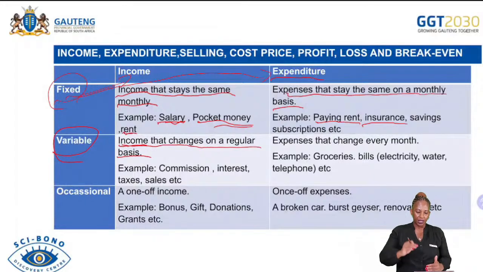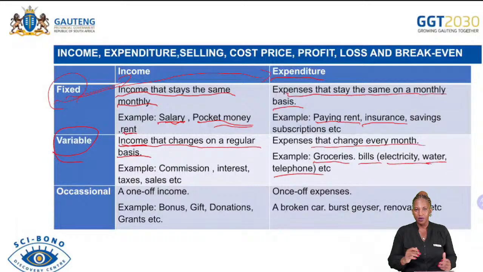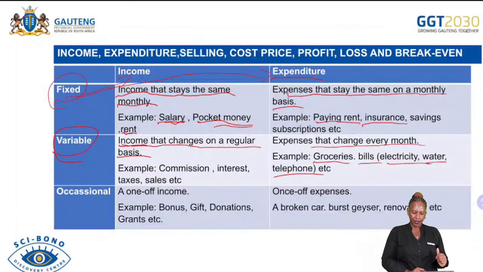So that is why we say it is a variable income. And then when it comes to the expenses, a variable expense is an expense that changes on a monthly basis, or every month. For example, groceries, and bills like electricity, water, telephone, etc. Boys and girls, this one is so simple.